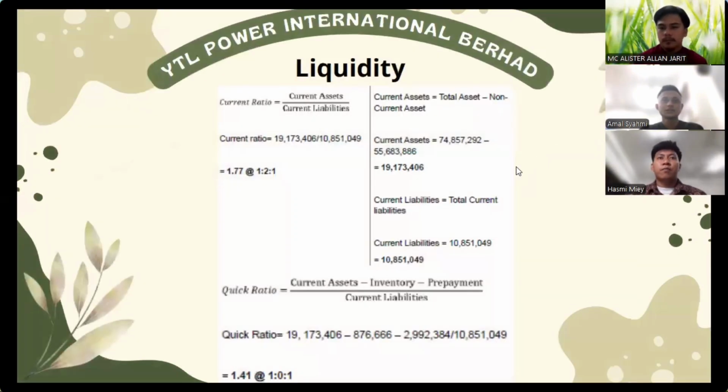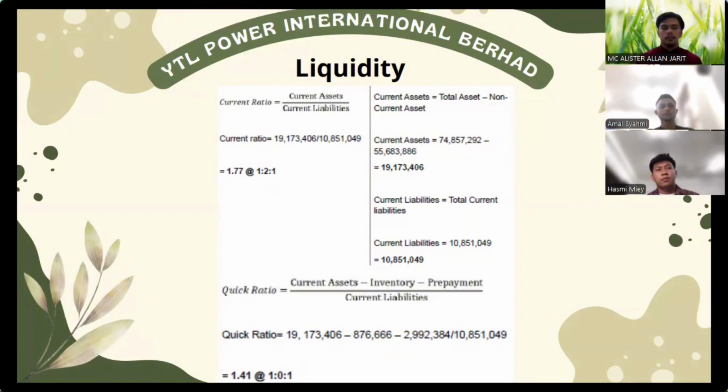Our analysis focuses on four aspects: liquidity, profitability, efficiency, and leverage, based on financial ratios calculated from the company annual report. Okay, first slide is liquidity for company YTL Power International Berhad. First, I will explain the ratio measuring the company's ability to meet short-term obligations.